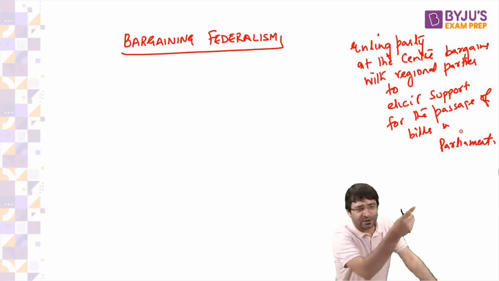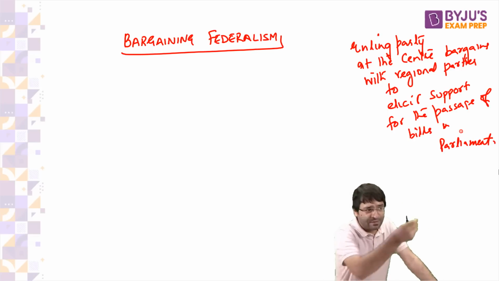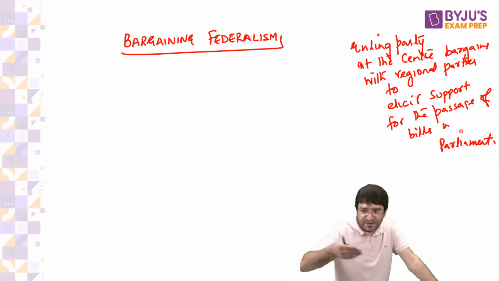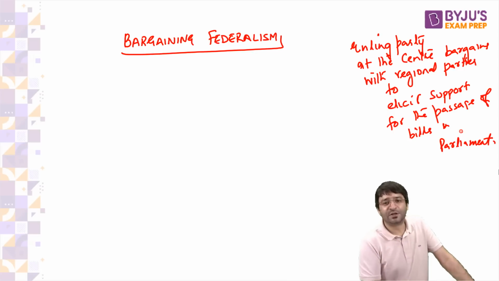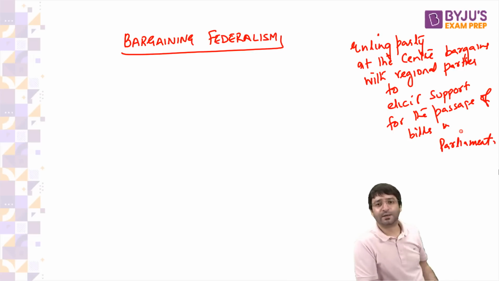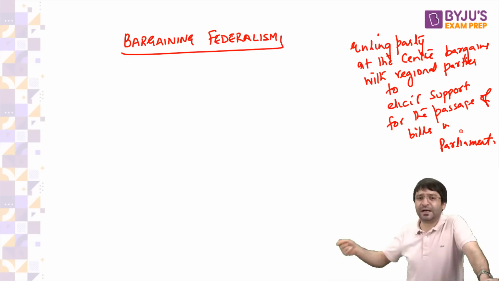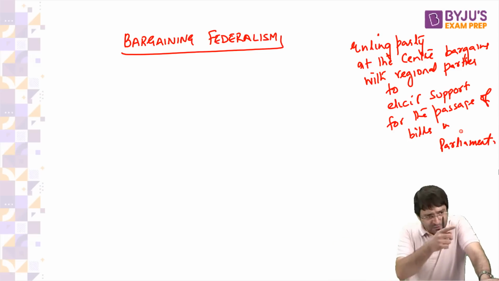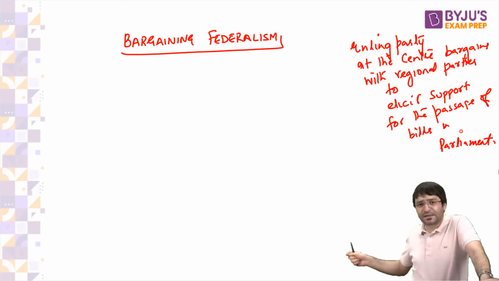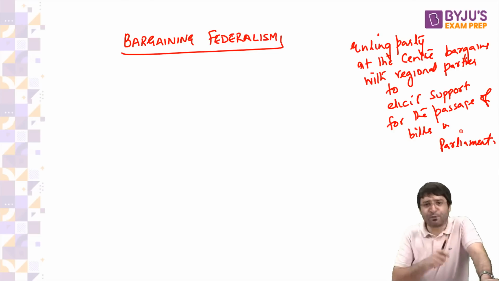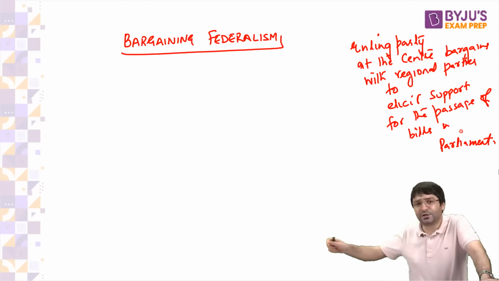We have important bills to pass. We have a budget to pass. We have some important matters to pass in the Parliament. We need your support. And the regional political parties will start bargaining. We will support you, but we need an All India Institute of Medical Science in our state. We will support you, but we need an IIM and an IIT in the state. We will support you, but we need assistance for our farmers. We will support you, but we need assistance in these social sector schemes.